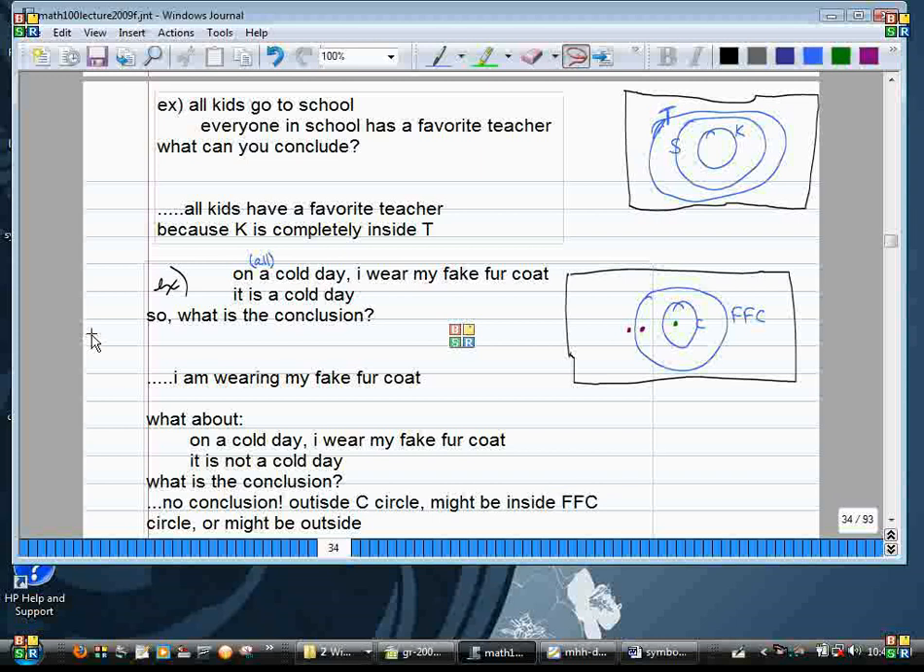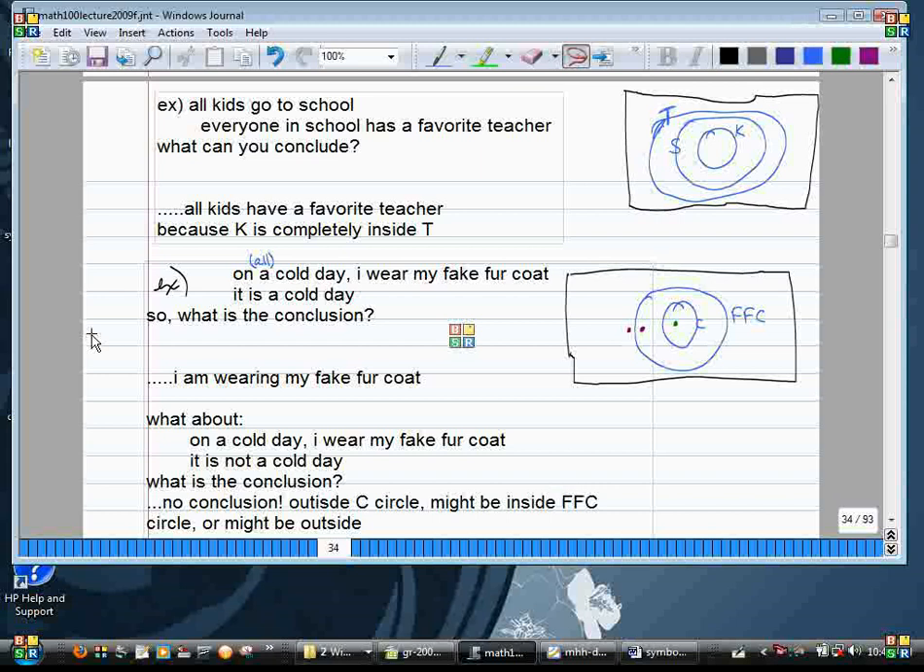But to make our conclusion, we can simply say, what's the relationship between the K circle and the T circle? And what is the relationship? What's the relationship between the K circle and the T circle? Right. The K circle is completely inside the T circle. It's contained in the T circle. Therefore, in words, all kids have a favorite teacher.